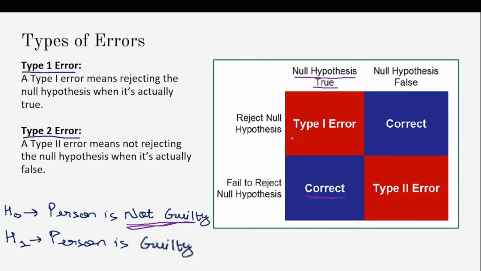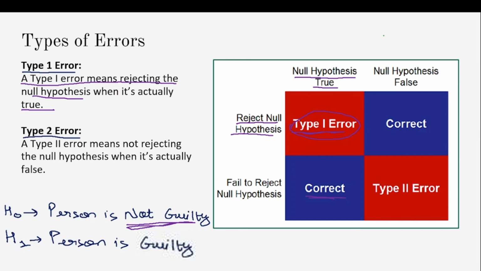But because of wrong test results or wrong evidence, I rejected the null hypothesis. In this case, I will get the type 1 error. What actually happened was the person was not guilty, but the court sentenced the person as guilty. This type of error is known as type 1 error. So a type 1 error means rejecting the null hypothesis when it is actually true.